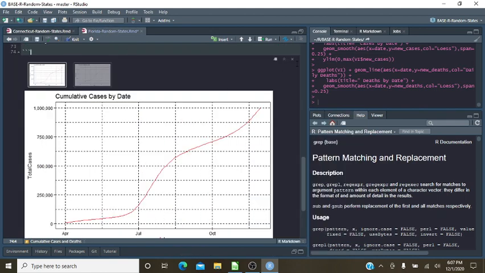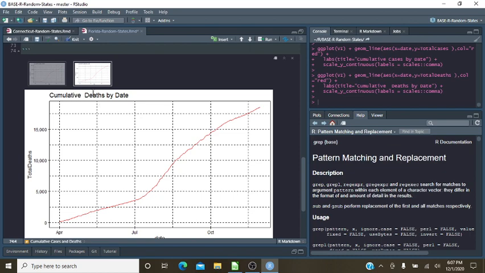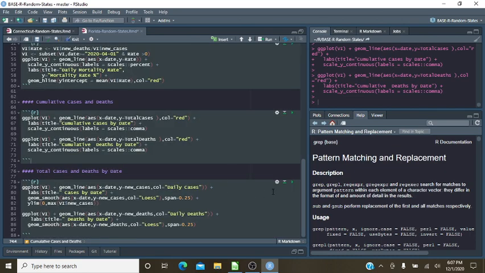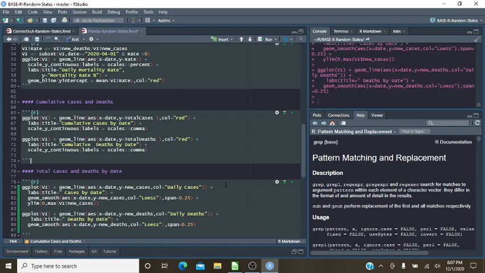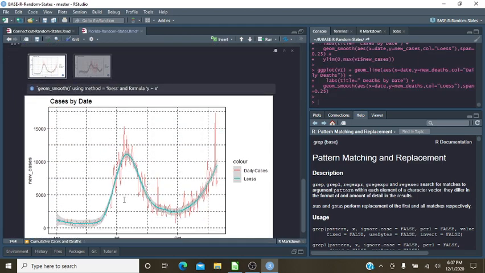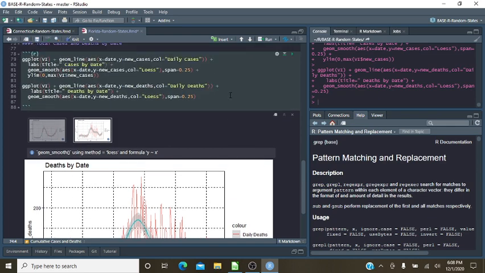Oh, wait a second. I'm looking at the wrong numbers again. Nothing real surprising. Let's look at daily totals now. You can see the continued spike upwards in cases now. Okay, there we go. Very good.